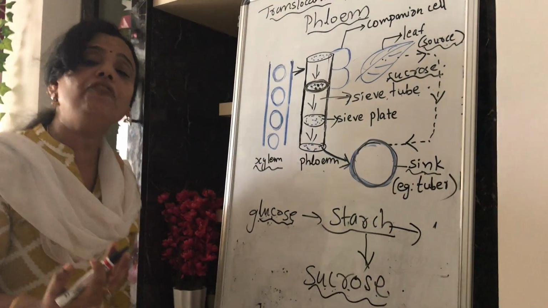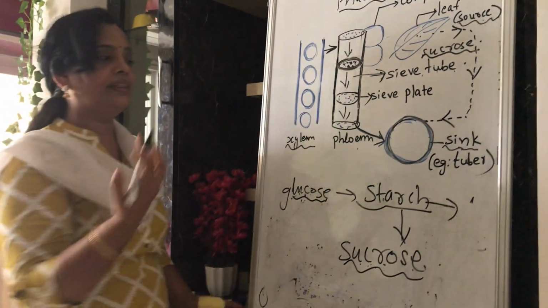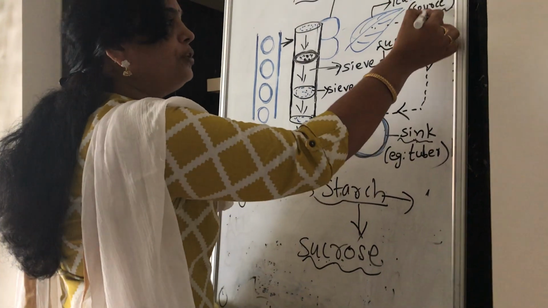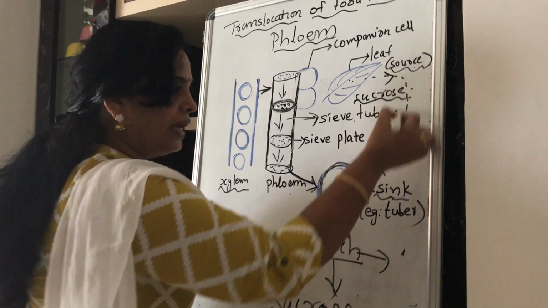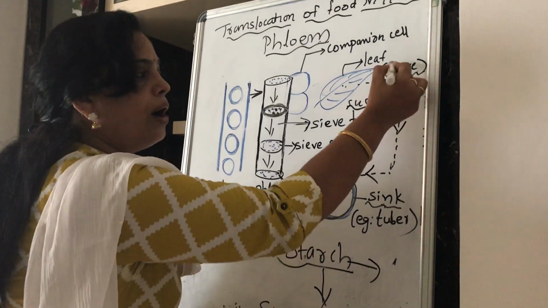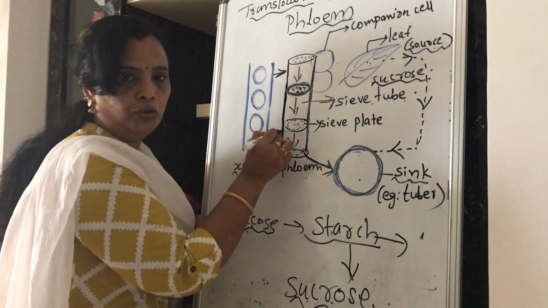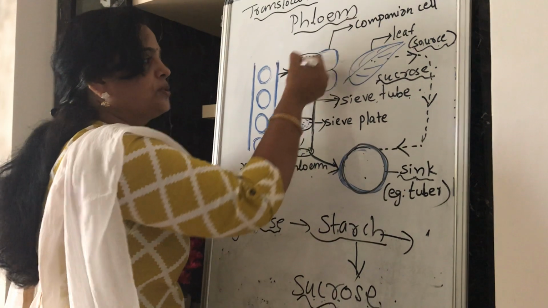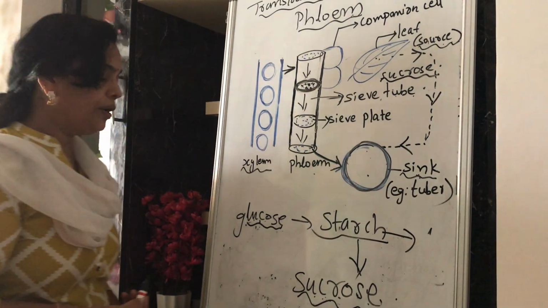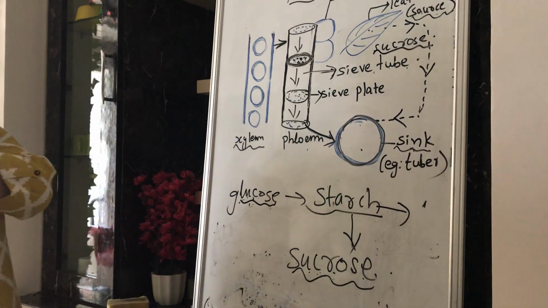It can be anywhere where the food gets stored, and that is called the sink. So the food should move from source into the sink. How does it happen? With the help of this tissue, through phloem, the transport will take place. Now we are going to learn how it gets transported.